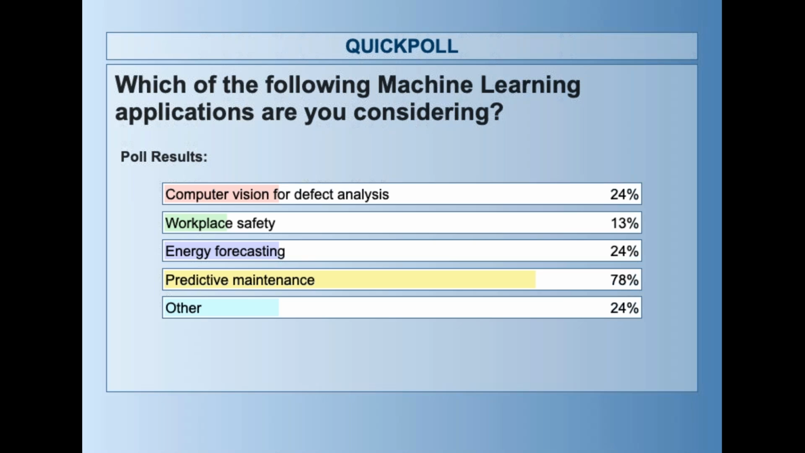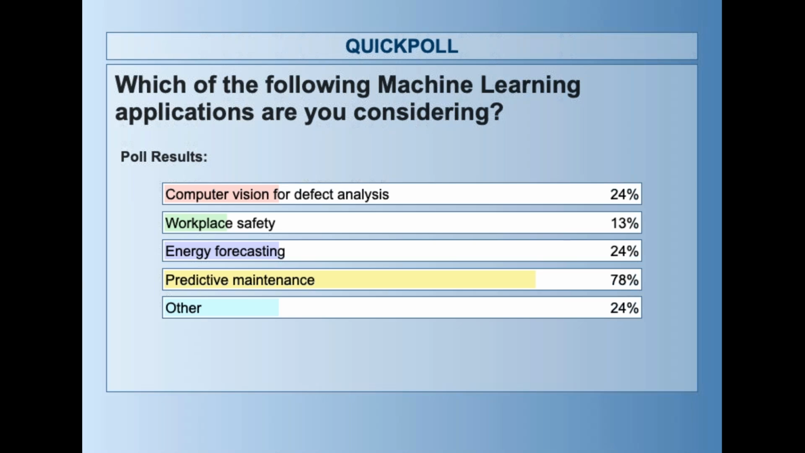Oh, great to see. So 78% predictive maintenance, that aligns well with what we're seeing. Also interesting to see a tie between energy forecasting and computer vision. We're seeing a lot of customers who see value in energy forecasting. And then of course, we showed you the Jabil example for computer vision. It's always a common favorite of how to use and apply machine learning.